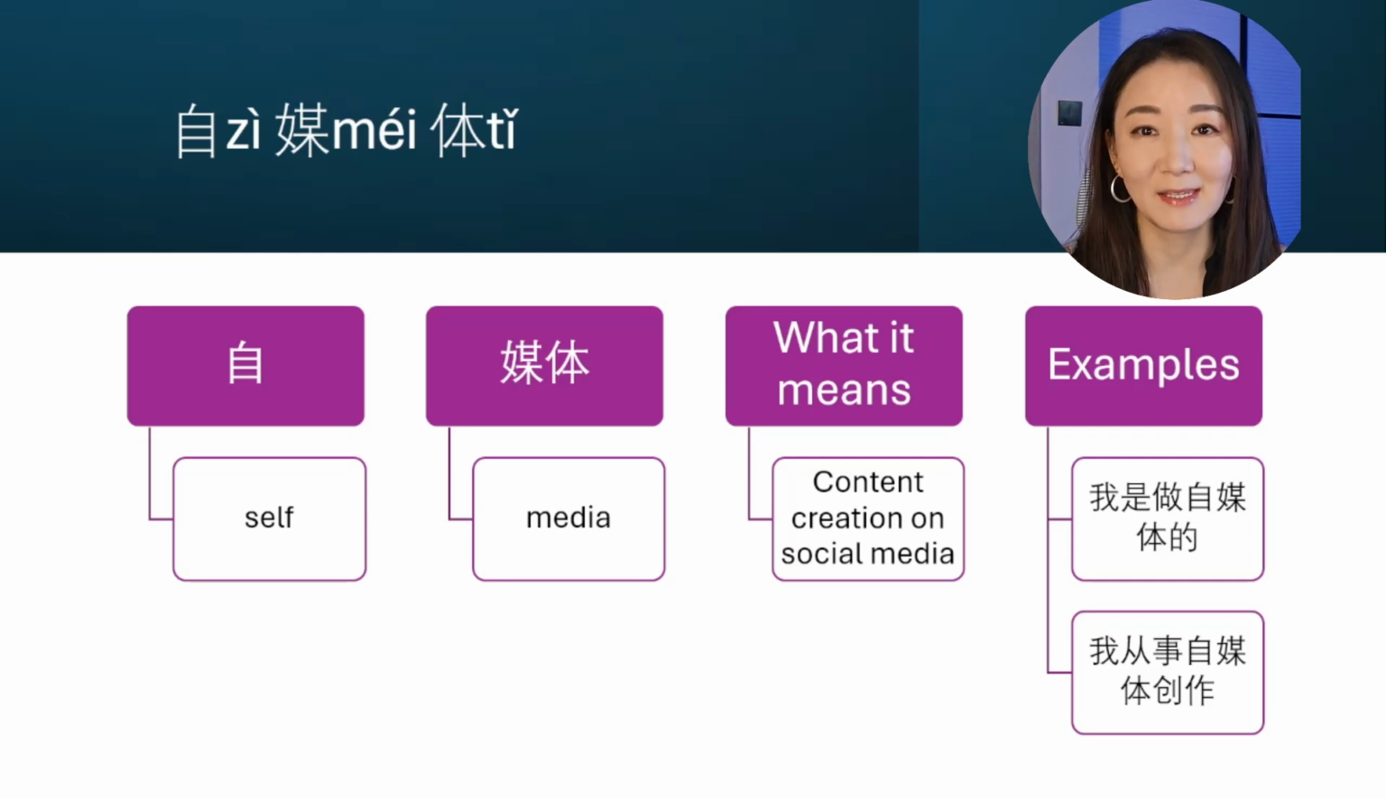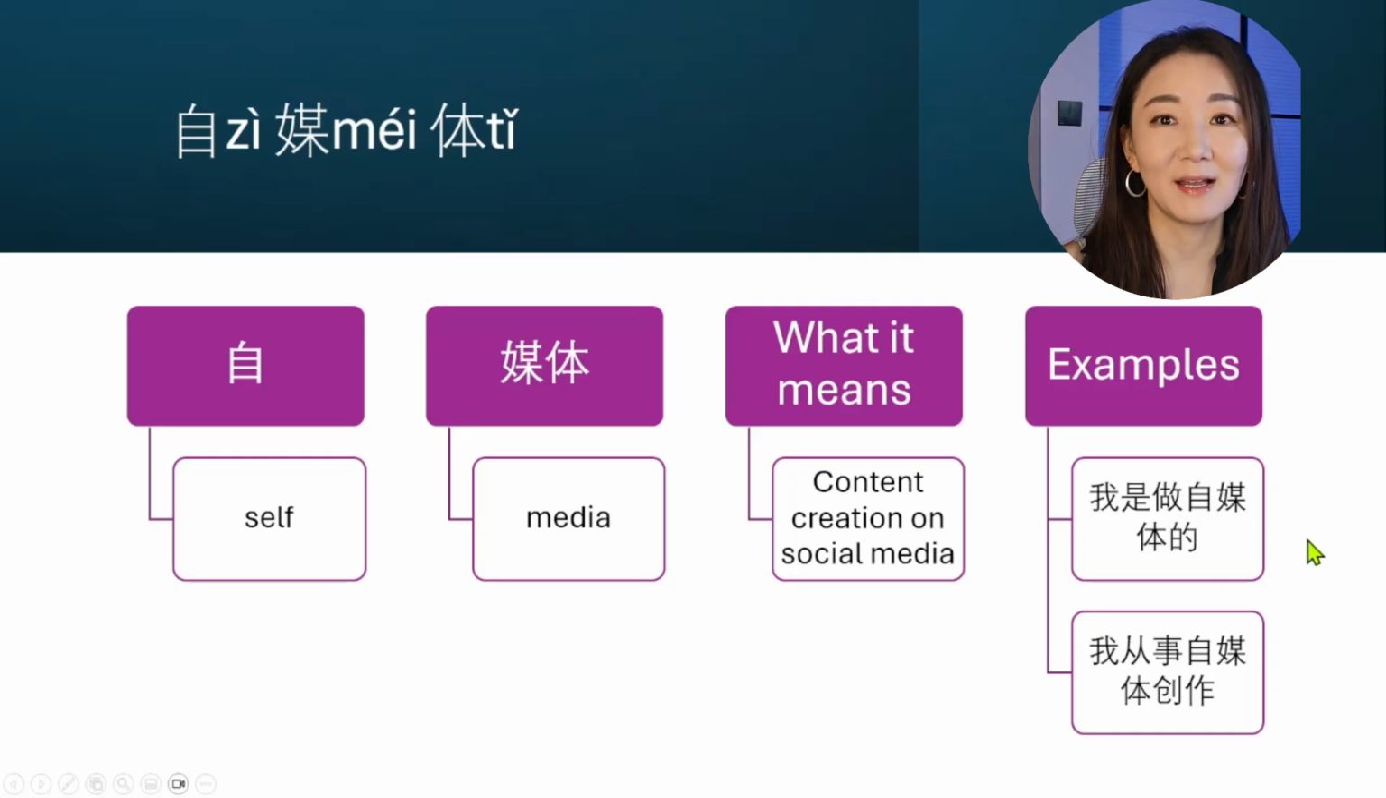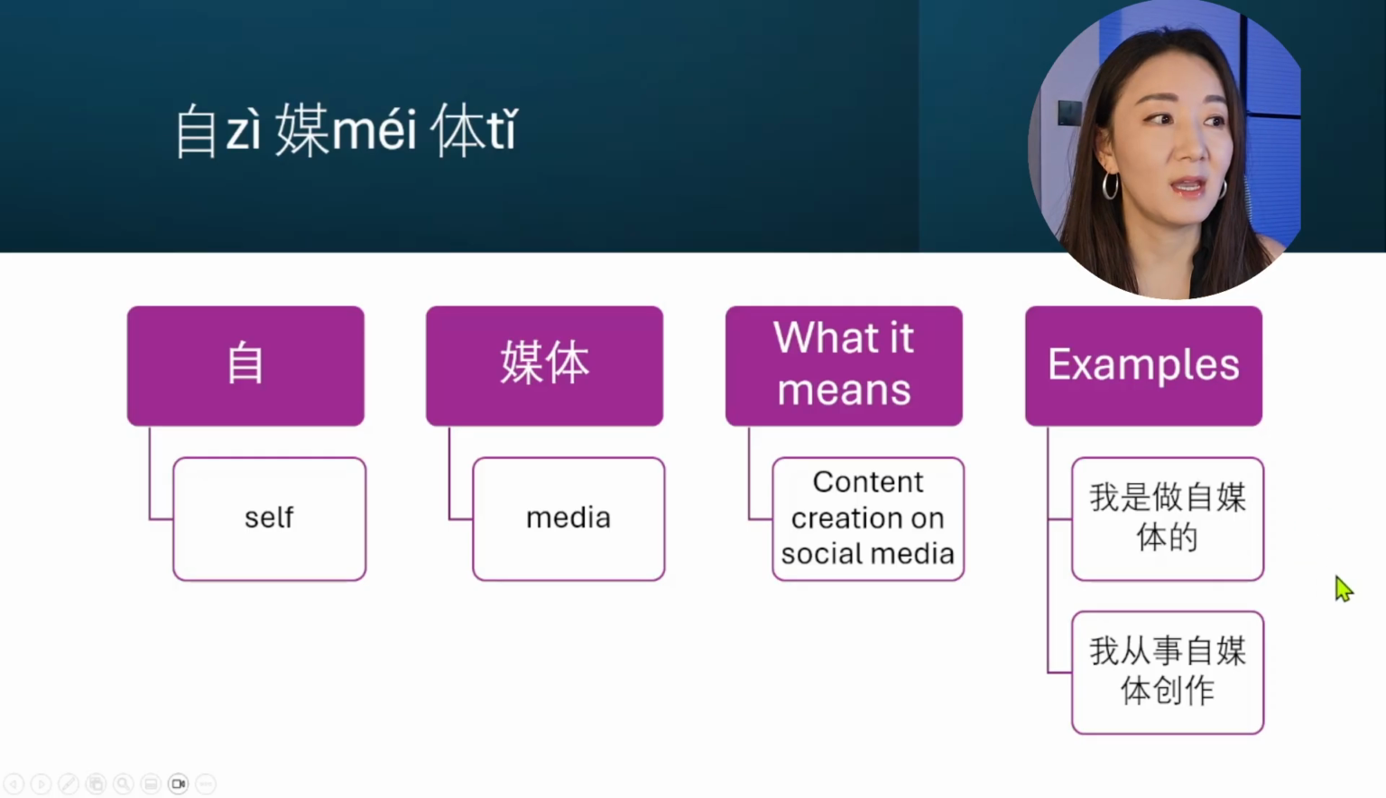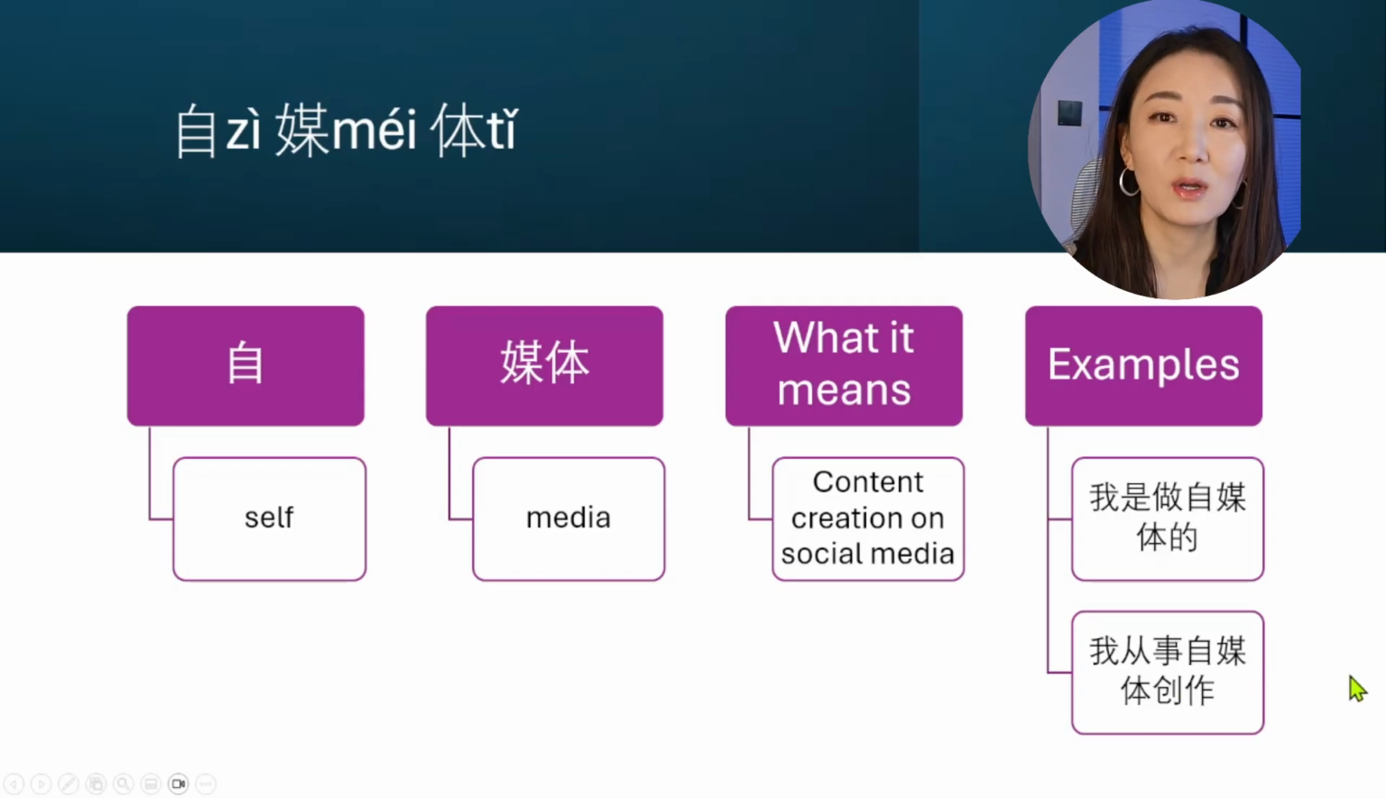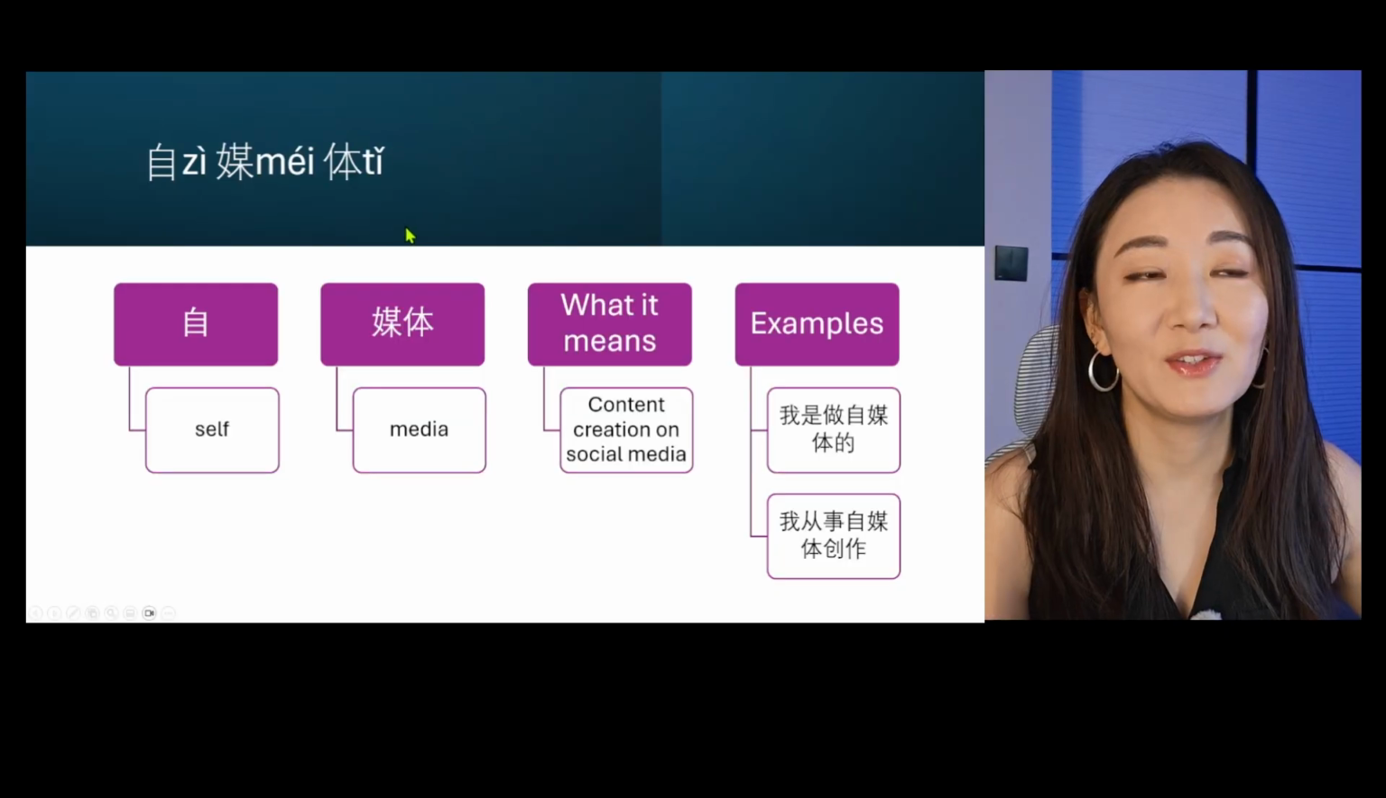Let's continue with 自媒体. What are the examples of how 自媒体 is used in sentences? For example, we can say 我是做自媒体的. It means I'm a content creator. 做 means do something, so the whole sentence means I am a content creator. Or you can say 我从事自媒体创作. The word 从事 is a more formal way of I do something. 创作 creation. So both sentences are different ways of saying I am a content creator. And that's 自媒体, self-media. Let's move on to the next one.